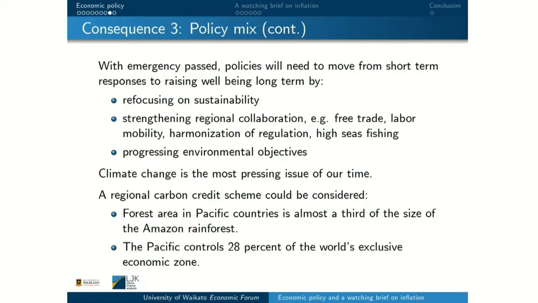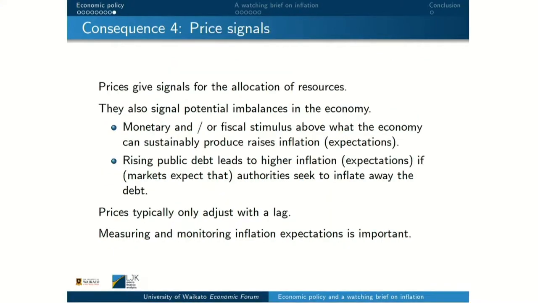Climate change is the most pressing issue of our time. So, for example, a regional carbon credit scheme could be developed for forestry and potentially for seaweed and algae. The forest area in the Pacific is almost a third of the size of the Amazon forest, and the Pacific region controls 28% of the world's exclusive economic zone.